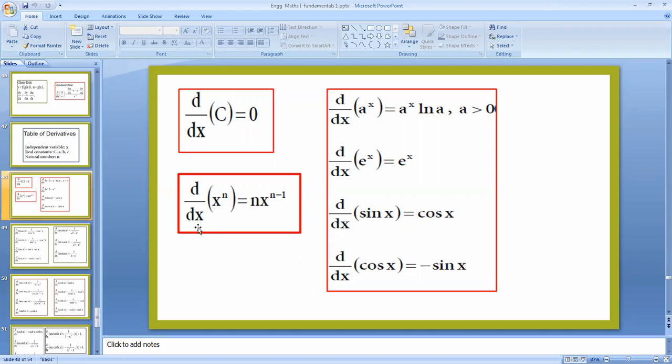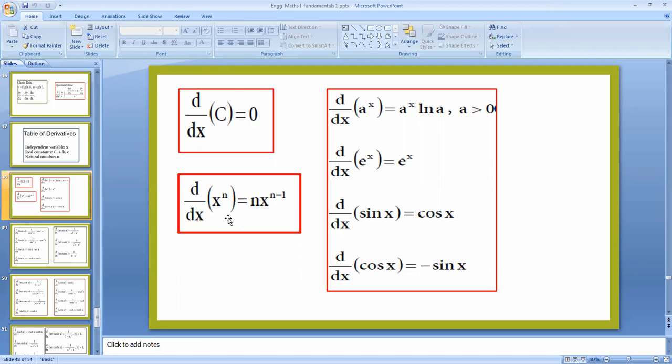You know here d by dx of x raised to n means what? n into x raised to n minus 1. And again you find the d by dx of x. d by dx of x means what? x raised to 1, their index is 1. Means what? 1 into x raised to 1 minus 1. It is x raised to 0. So what is that? n into x raised to n minus 1.